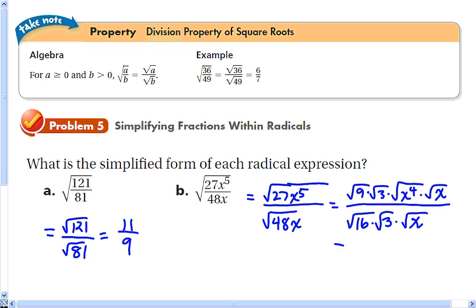Then I can simplify that. Whenever you're simplifying a fraction, if you have the same number in the numerator and denominator, that quotient is 1 and can be canceled. So we can cancel that. We can cancel that. And then we can simplify, and we get square root of 9 is 3, square root of x to the 4th is x squared, square root of 16 is 4. So you could write it just as 3/4 x squared.